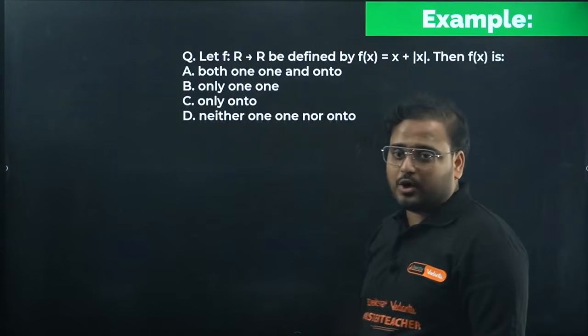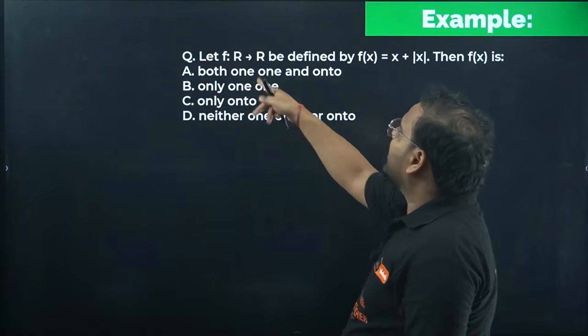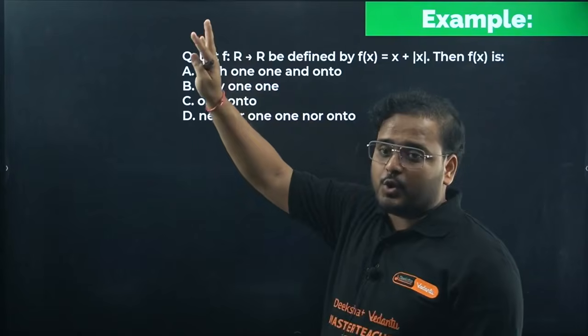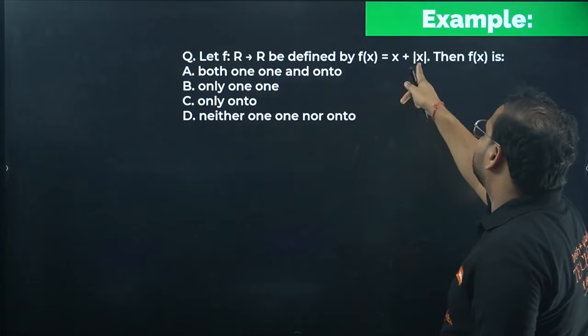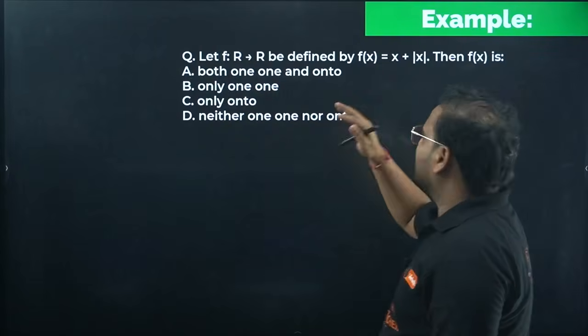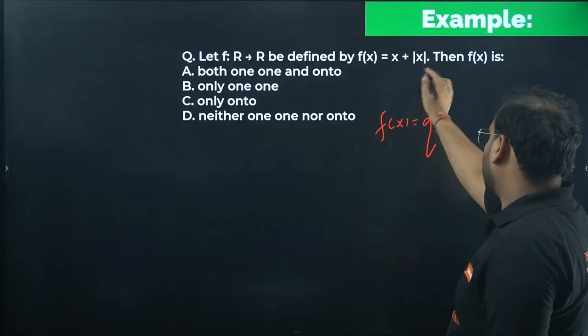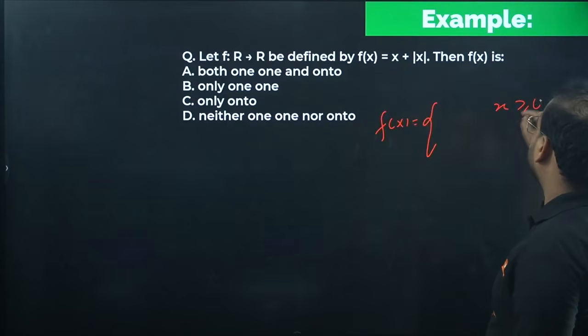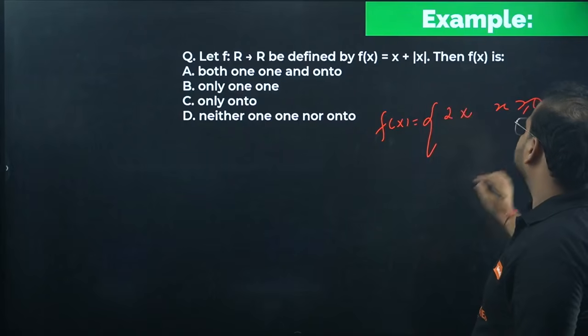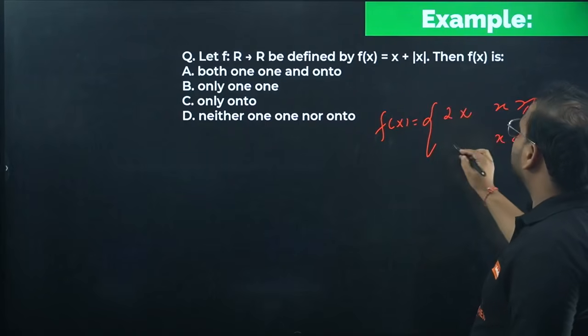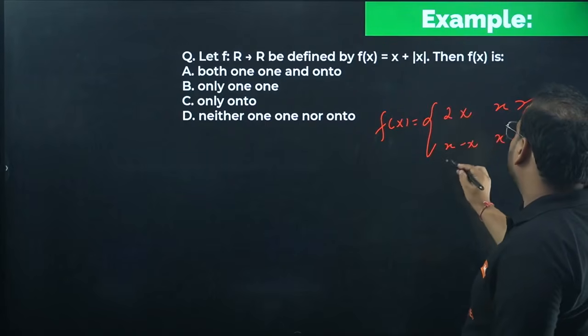We have the first one on one-one and onto function, f from R to R, so your domain is all real, codomain is also all real, defined by f(x) equals x plus mod of x. Then f(x) is what? Please check. Define the function f(x) like this. If you take x more than or equal to 0, the answer will be 2x. If you take x less than 0, the answer is going to be x minus x, which is 0, right?